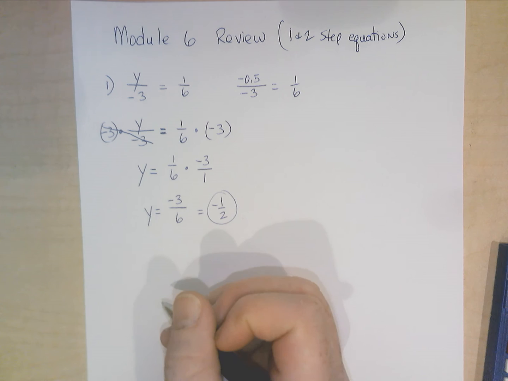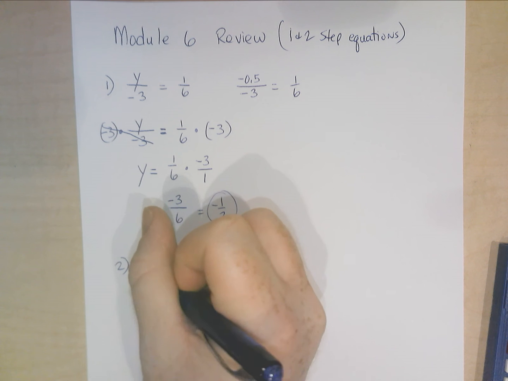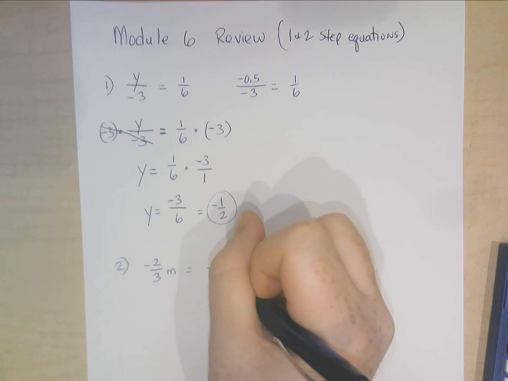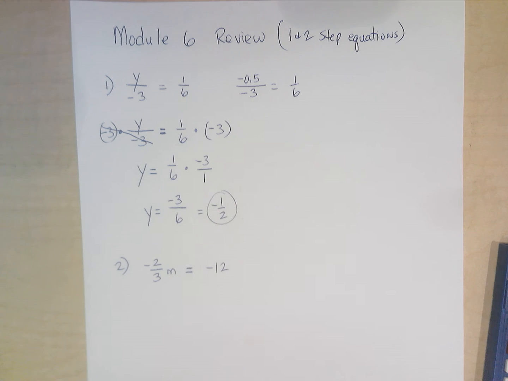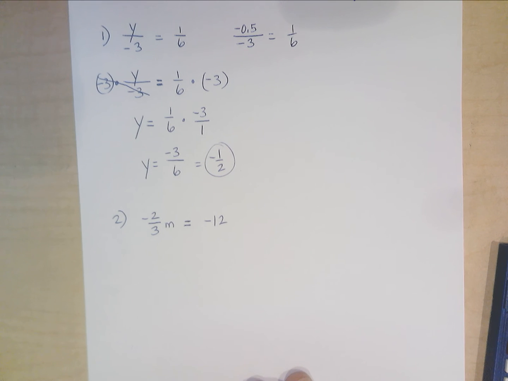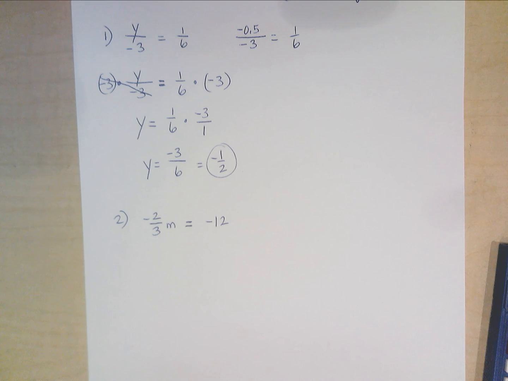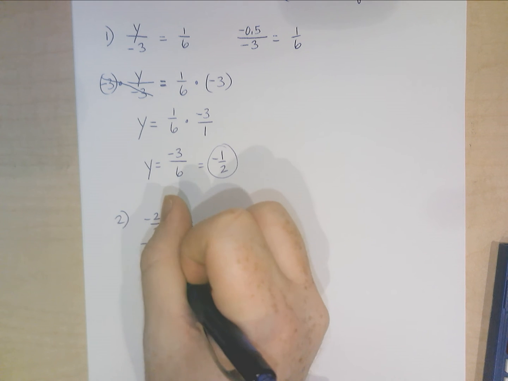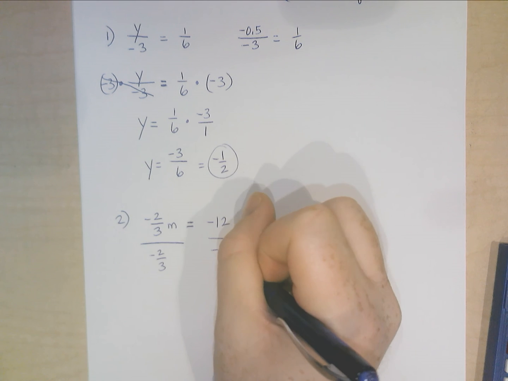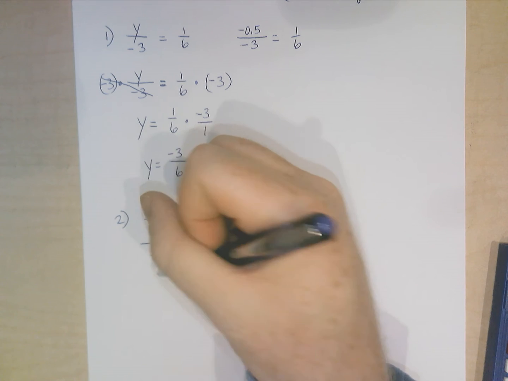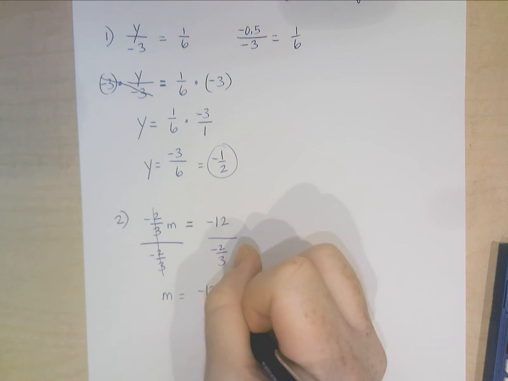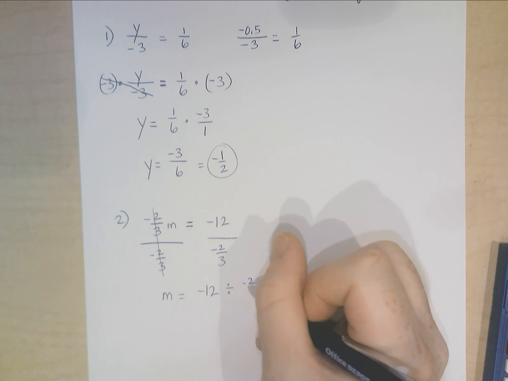Okay, next problem is negative 2/3 times m equals negative 12. This is another one-step equation. So we're going to do the opposite of multiplying by negative 2/3. That means we're going to divide both sides by negative 2/3. This is going to cancel out, becomes 1, this is m. So we have m equals negative 12 divided by negative 2/3.